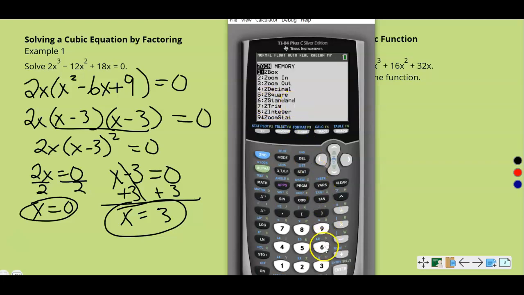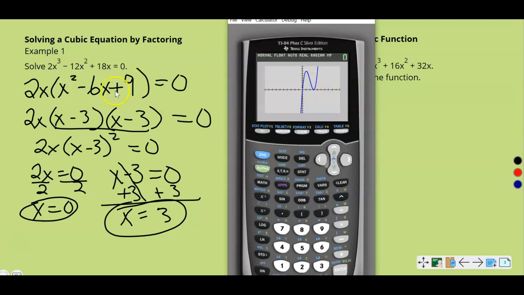Zoom standard takes me back to a normal 10 by 10 window. See if I can see the function from here. There it is. All right, so you can see it crosses at 0. That is one solution, x equals 0. And then it crosses at 3, but it doesn't cross at 3. It comes down and it touches and it goes back up.